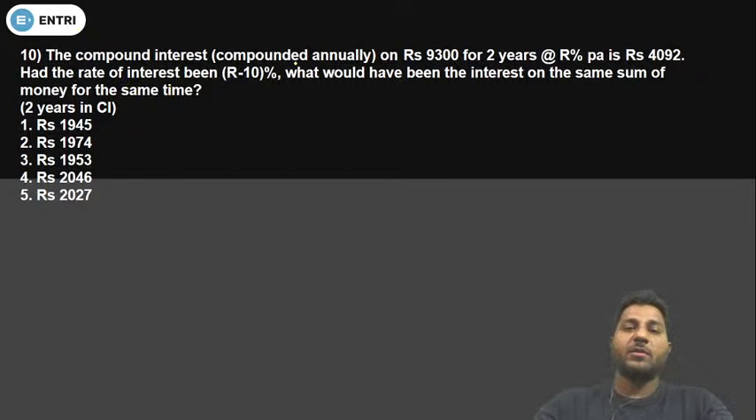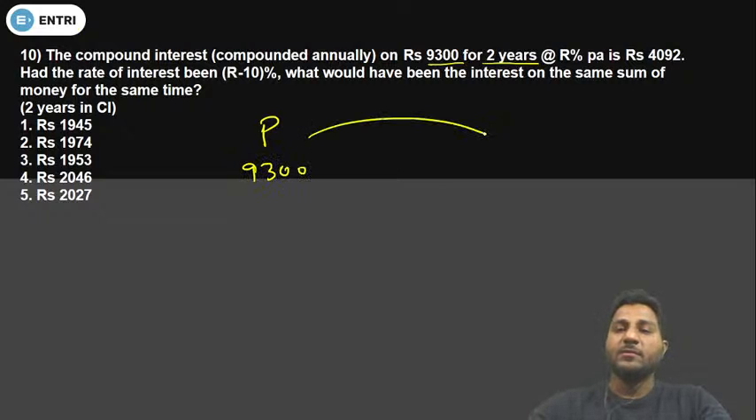Look at this. The compound interest on 9300 for 2 years at R% per annum is rupees. So the principal was 9300. Compound interest.